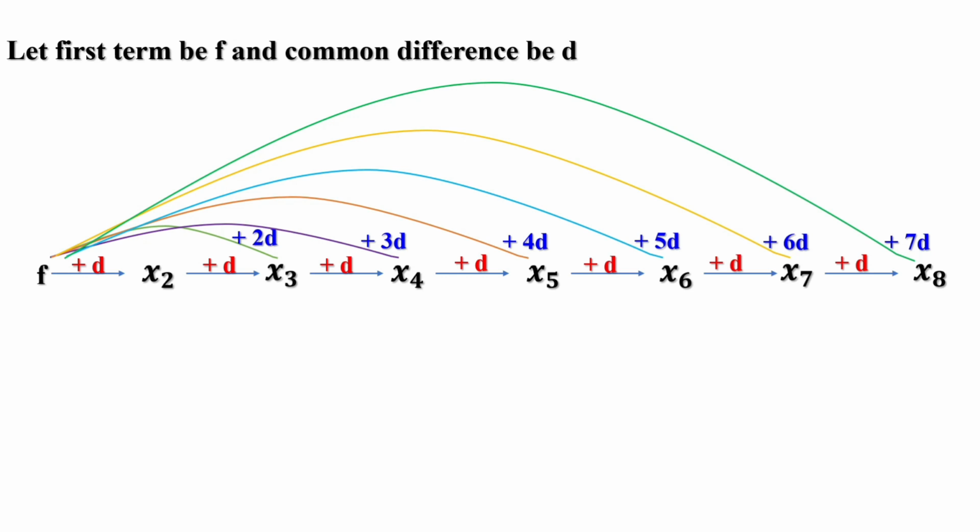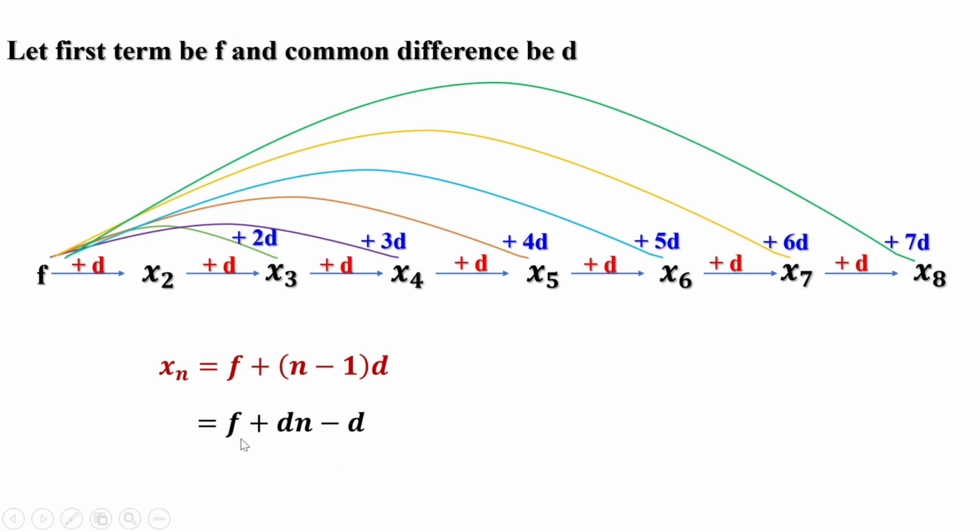In general, we can say to get the nth term, we have to add n minus 1 times common difference to the first term. Using this equation, you can find any term of an arithmetic sequence. Now let us multiply. n into d is dn, minus 1 into d is minus d. So this can be written as f plus dn minus d.